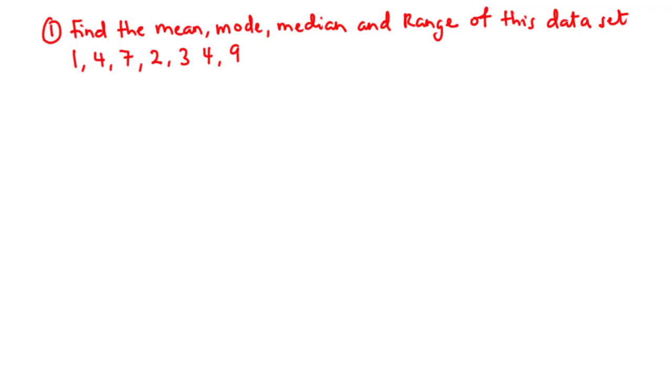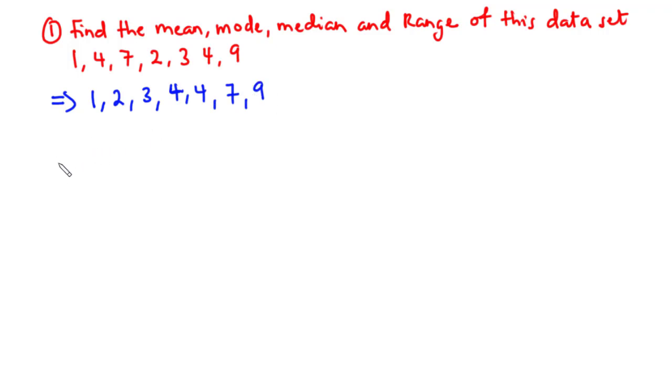So let's begin today's lesson by solving this question. Find the mean, the mode, the median and range of this data set. Now before we solve this question, let's rearrange these values in the ascending order. So 1 comes first, followed by 2, we have 3, and then 4 appears twice. We have 7, and then 9.